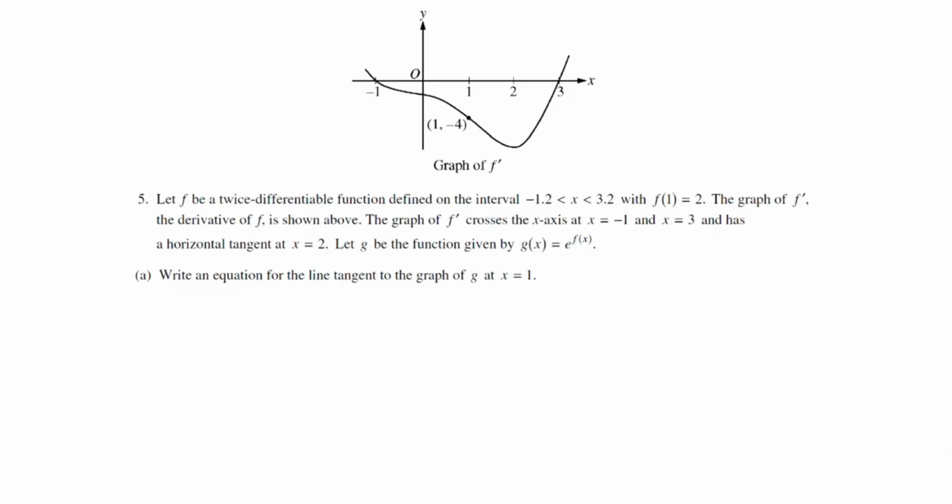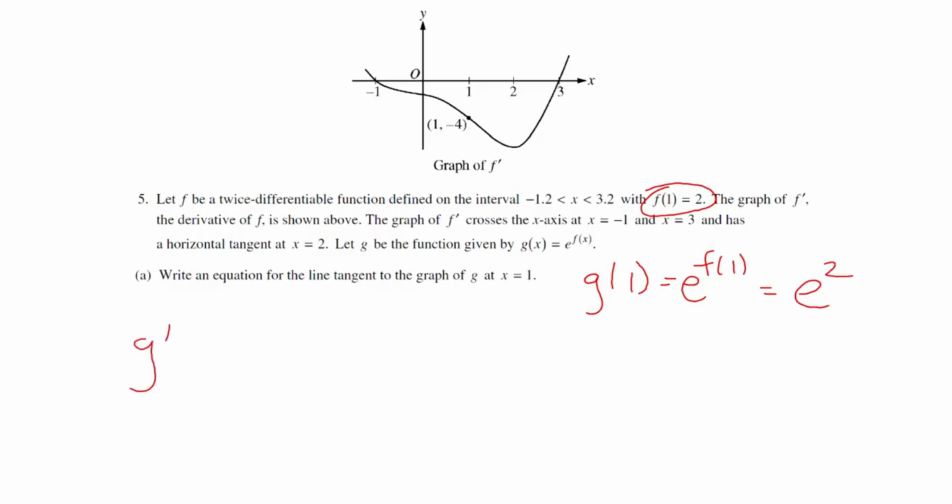And so we've also got this other function, g of x, which is defined as e to the f of x. So we want to write the equation of the tangent line to g at x equals 1, which means we need to figure out what g of 1 is and what g prime of 1 is. But g of 1 is e to the f of 1, and we were told that f of 1 was equal to 2, so this is just e squared.